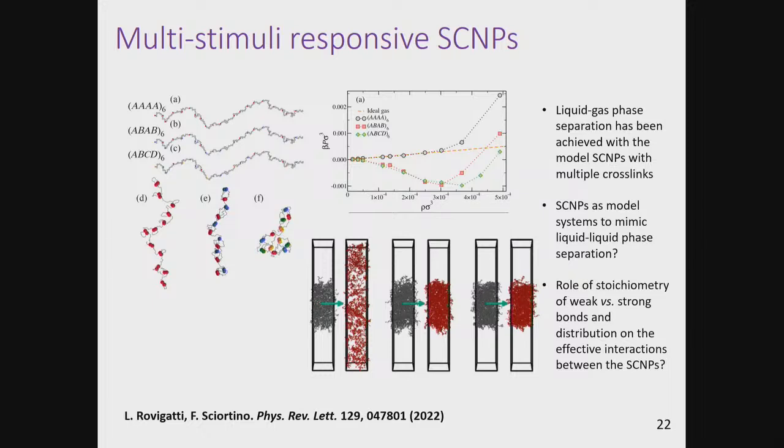So I have told you the results for dual cross-linking, but you can have multi cross-linking also. This is also like a model system for multi-stimuli responsive systems. Imagine a protein where you have different interactions sitting in. That can also be modeled using this single chain nanoparticle system.